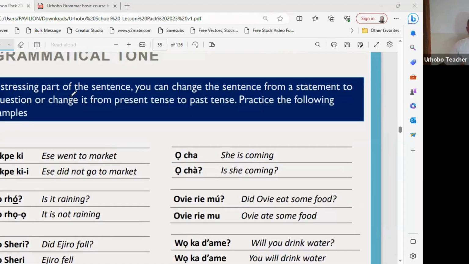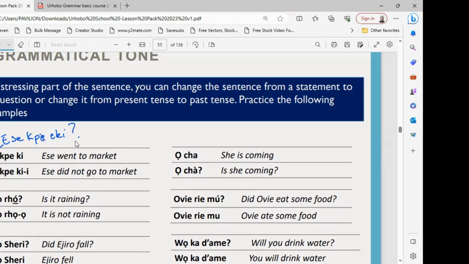It says that by stressing part of the sentence, you can change the sentence from a statement to a question or change it from present tense to past tense. Esepeki. This is Ese went to the market. I can change this thing. Esepeki, the same thing. It becomes a question.